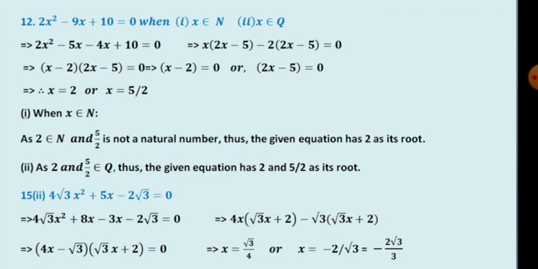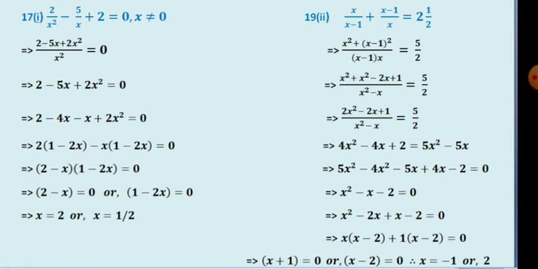Another term, root 3x plus 2 equals to 0. From this we can write it as x equals to minus 2 by root 3. Now since root 3 is in the denominator, we can multiply root 3 in the numerator and denominator. So minus 2 by root 3 into root 3 by root 3 will give us minus 2 root 3, and in the denominator root 3 into root 3 will become 3. So therefore we can write it as minus 2 root 3 divided by 3.